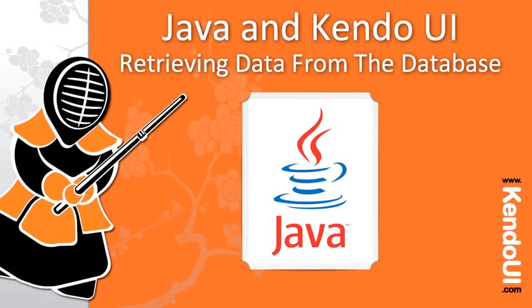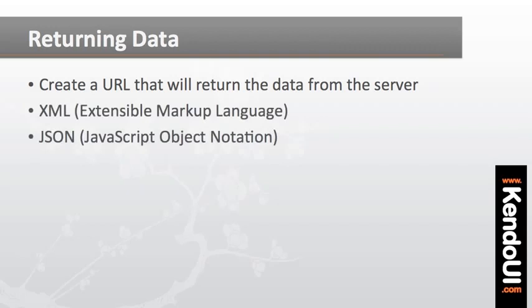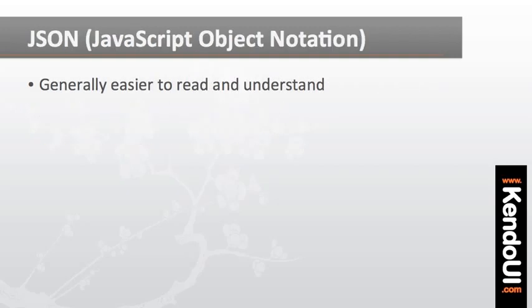Now I still need a way for Kendo UI to interact with this employees repository. As I discussed in episode 1, I have to remember that Kendo UI is in the browser and the data is on the server. So how do we communicate between the two? What I can do is make a URL that will return the data from the server whenever that URL is called. The data can be returned in several formats, but it's most commonly XML or JSON. I'm going to be using JSON as I think that it's easier to read and understand with the human eye and makes a little bit more sense to me.